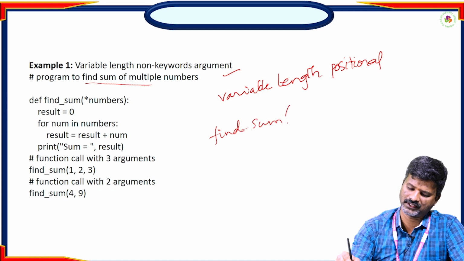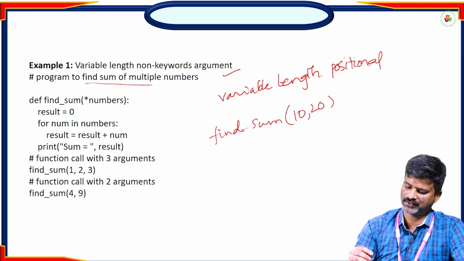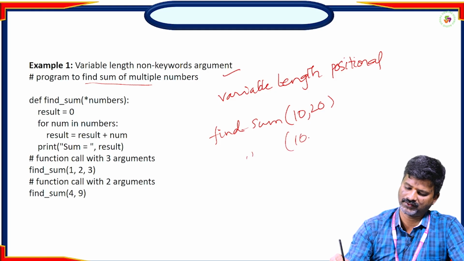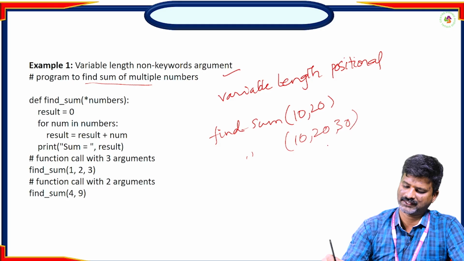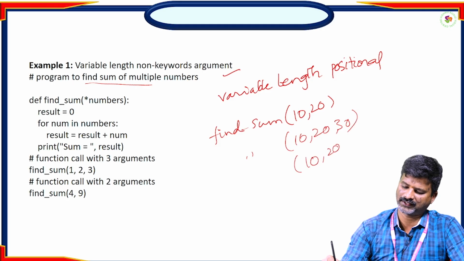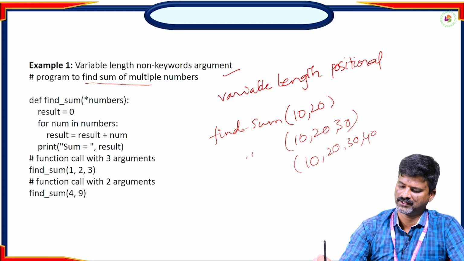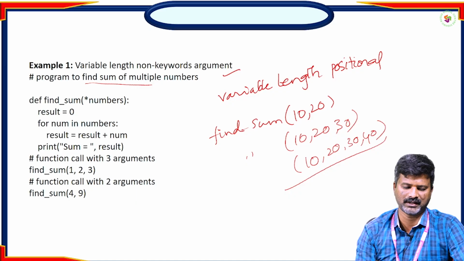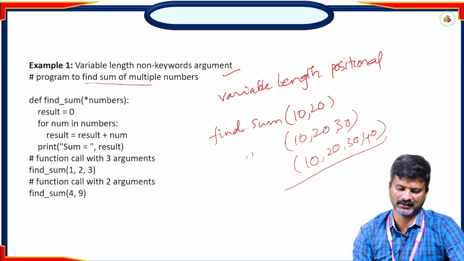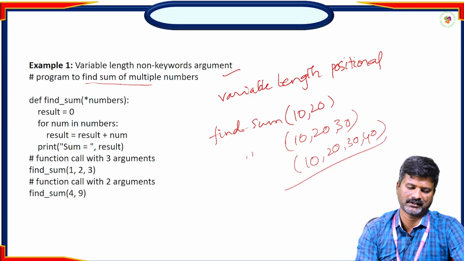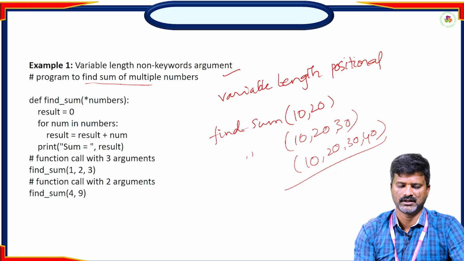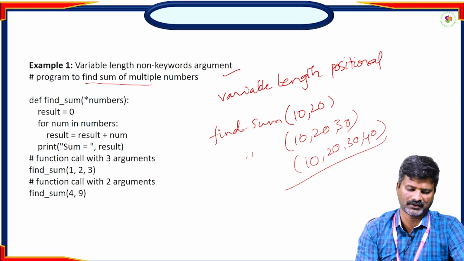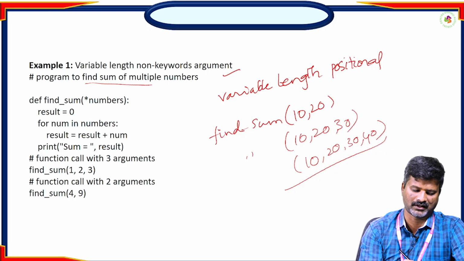Whenever I am calling this function, the first time I am using 10 and 20. Next time I am calling with 10, 20, 30. Next time I am calling with 10, 20, 30, 40. So I don't know how many parameters I am passing while calling. In that situation, this arbitrary number of arguments will be helpful. So variable length non-keyword arguments are nothing but positional arguments.